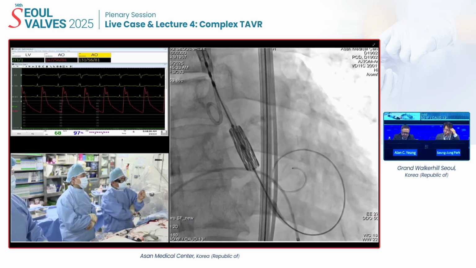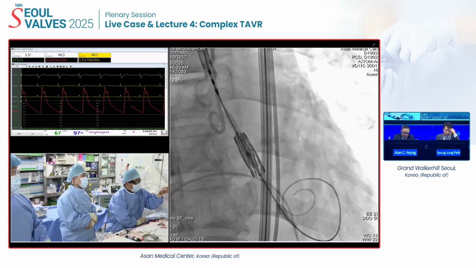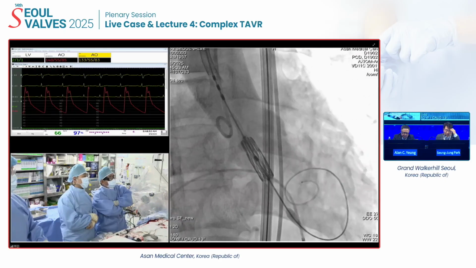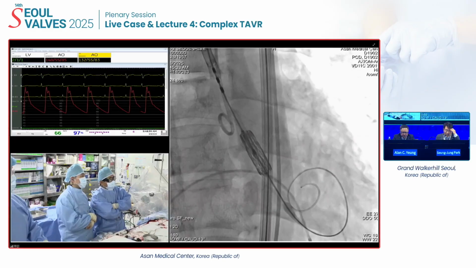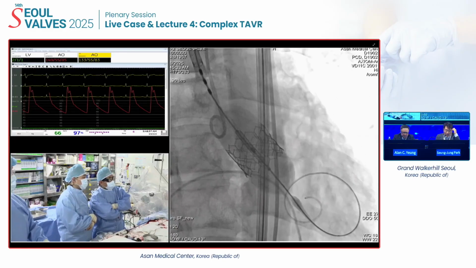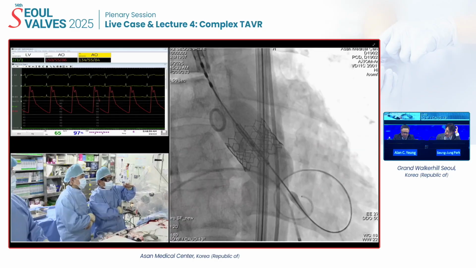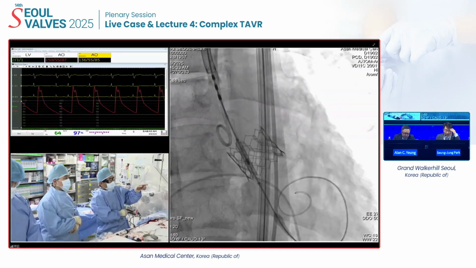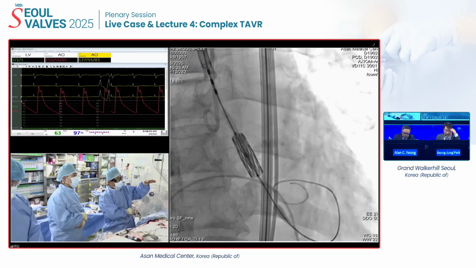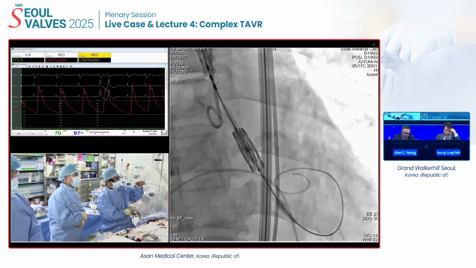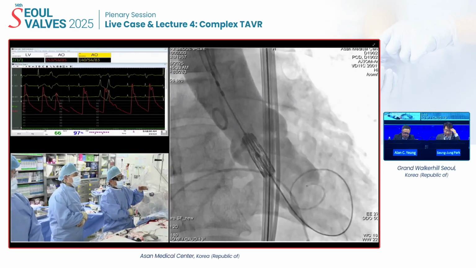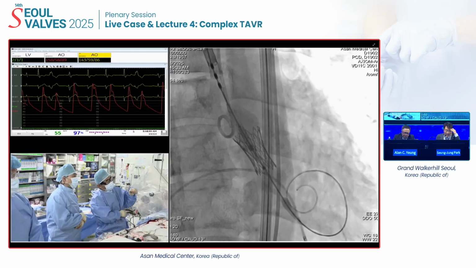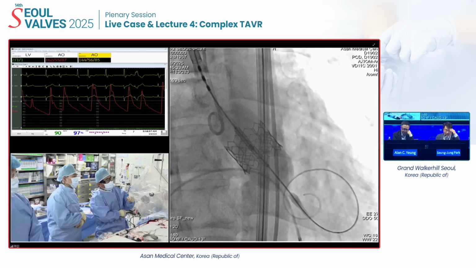So I'd like to start with markers. Usually during the deployment, many operators thought that the calcification line could be considered as an annular line. But actually in this patient, the calcification line is very far above the true annulus line. So that's why I push a little bit more and start to deploy the valve.